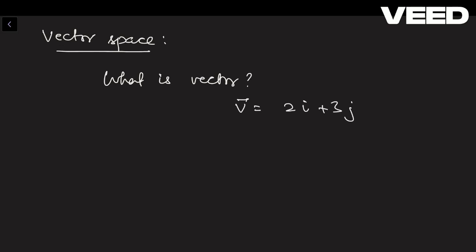Look at what is vector space, starting from what is a vector. So starting from the basics, let us take an example like a vector like this: 2 units in x direction and 3 units in y direction.